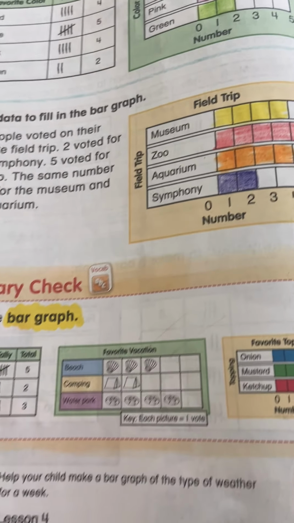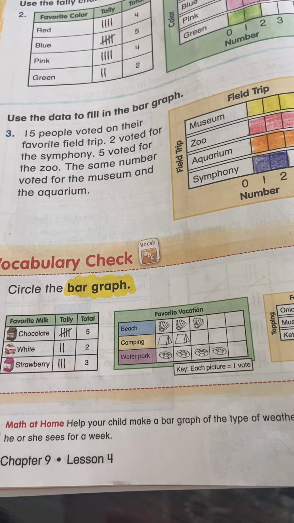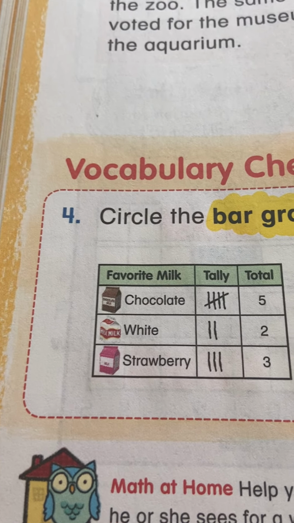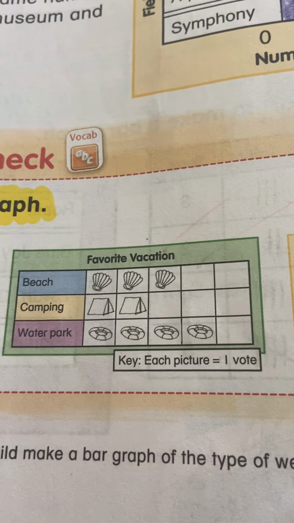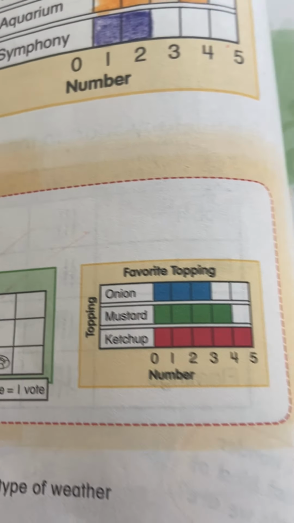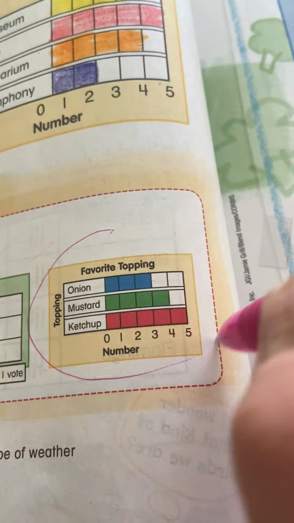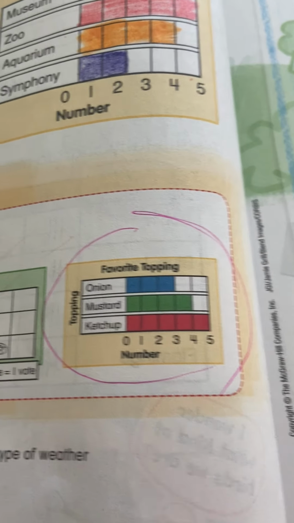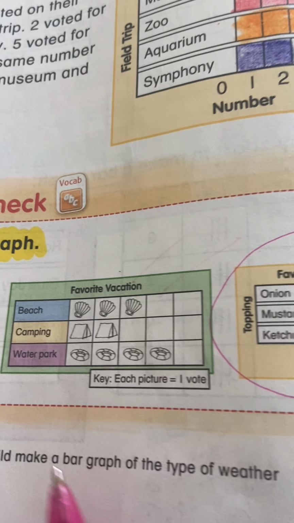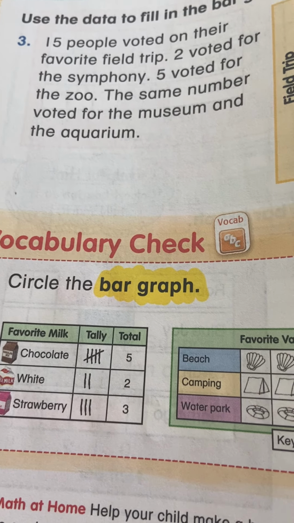And then your vocabulary check here. It says circle the bar graph. Is that a bar graph? Is that a bar graph? Or is that a bar graph? And you should have circled this one. This is a bar graph right here. Do you guys remember what this one's called? This one is called a picture graph. And this is called a tally chart. Okay.